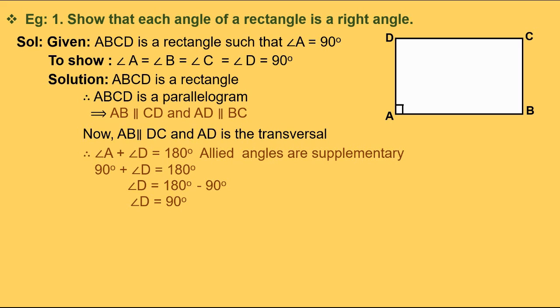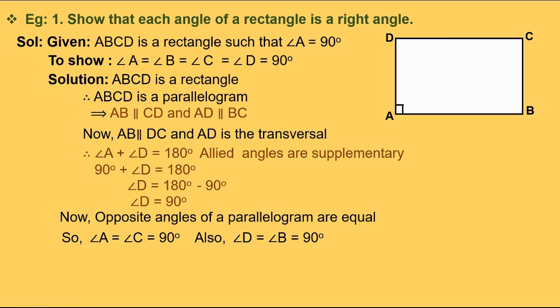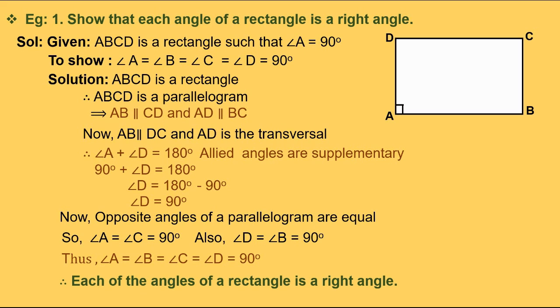Now we know that opposite angles of a parallelogram are equal. So angle A is equal to angle C, which is equal to 90 degree. Also angle D is equal to angle B, which is equal to 90 degree. Thus angle A is equal to angle B, which is equal to angle C, which in turn equals angle D, which is equal to 90 degree. Therefore, each of the angles of a rectangle is a right angle. Hence, proved. Now moving on to the next example.